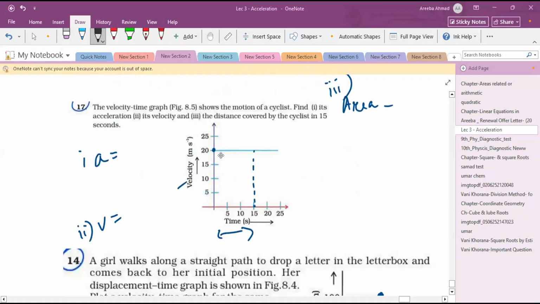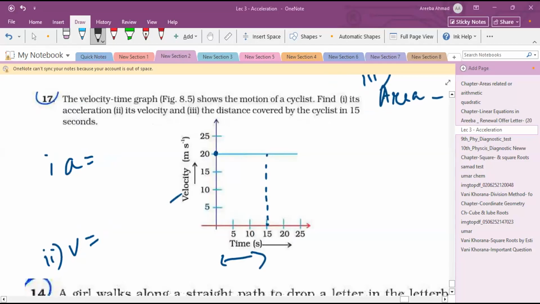Now numerical based. The velocity-time graph is given. Find its acceleration. Acceleration is acquired only when the speed is changing, right? And the speed is 20. My object is moving with the speed of 20 meter per second constantly. So first I have to find the acceleration from the graph. Velocity is very direct, given already. And the distance covered by the cyclist in 15 seconds.